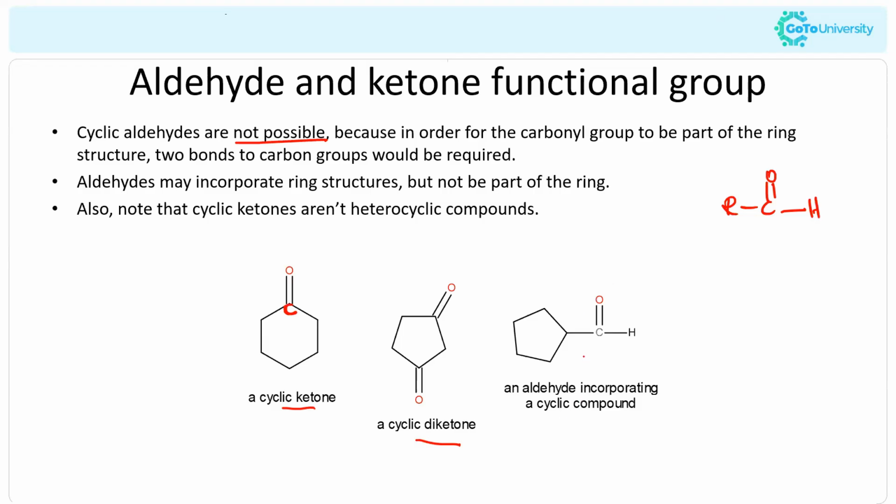Now, if you come to the aldehyde, you can see that the CHO group is not in the ring. It is outside the ring; it is attached to the ring, but it is not inside the ring. This is the difference between cyclic aldehydes and cyclic ketones. Aldehydes cannot be incorporated into the ring structure. Coming to the ketones, we can see they are not heterocyclic compounds, meaning there is no oxygen, nitrogen or sulfur atom within the ring. Still, the oxygen atom points out from the ring; it is not inside the ring. So they are not heterocyclic compounds.